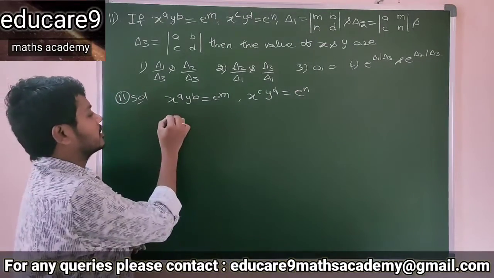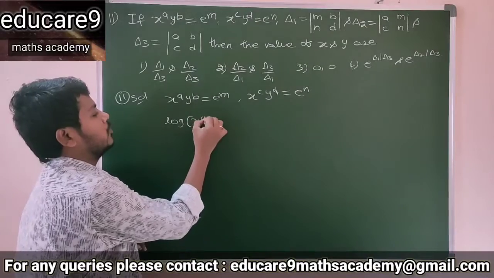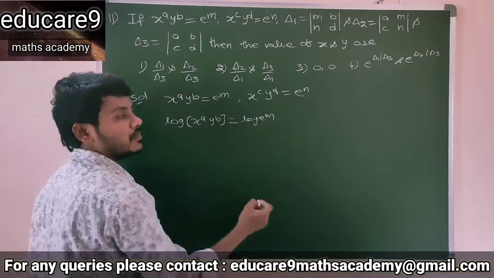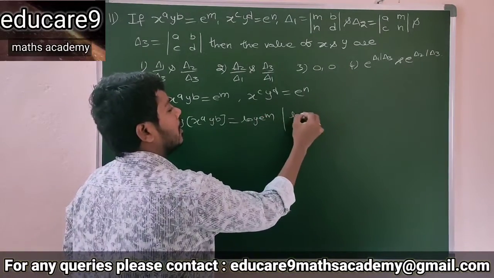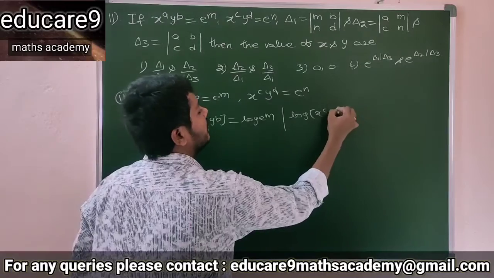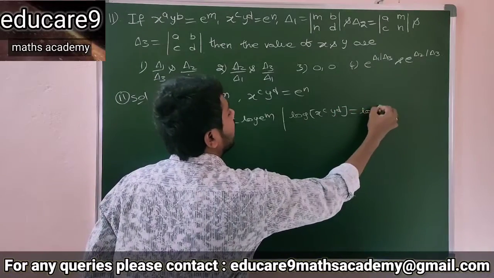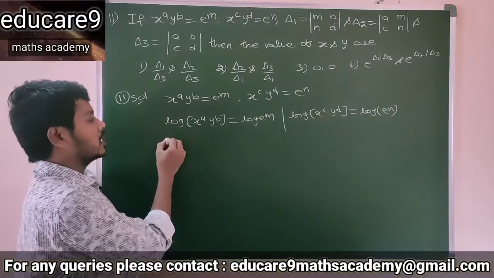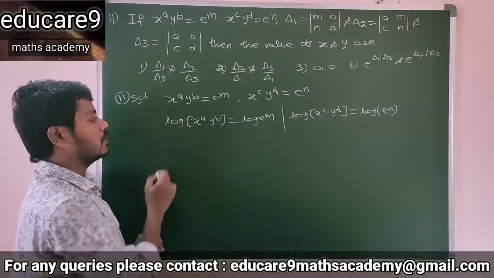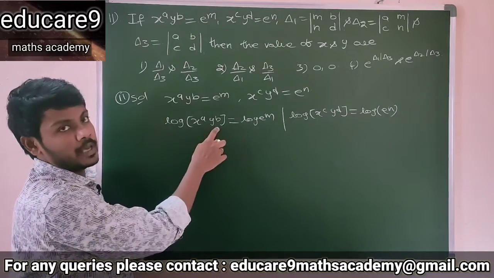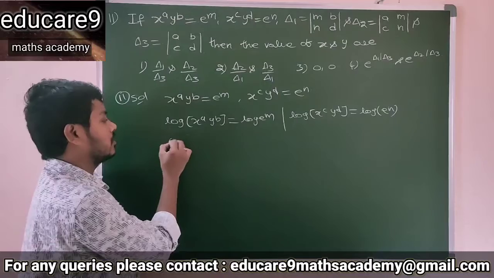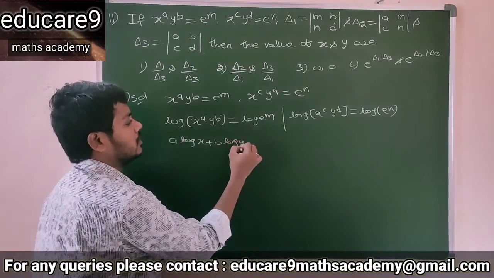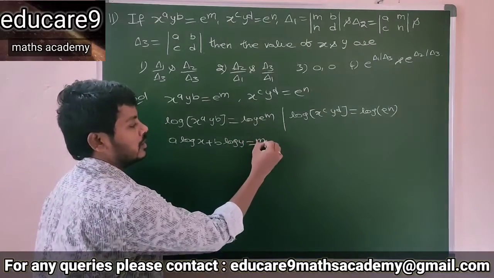Now apply log on both sides. Log of x to the power of a, y to the power of b is equal to log e to the power of m. And here log x to the power of c, y to the power of d is equal to log e to the power of n. Now clear, this is what? Log a plus log b. It is in the form of log ab, so write as log a plus log b. That is a log x plus b log y is equal to m.